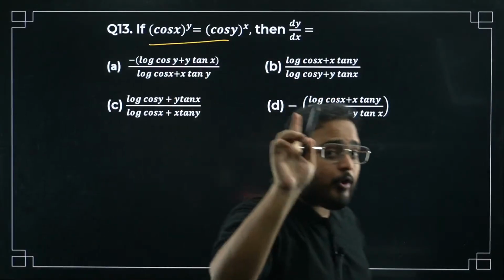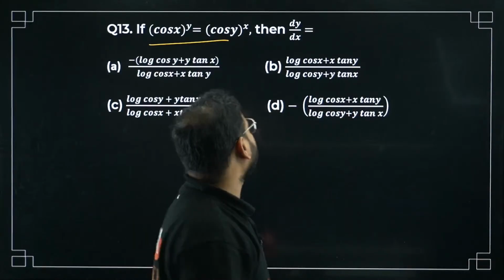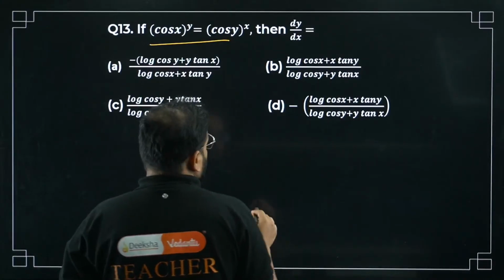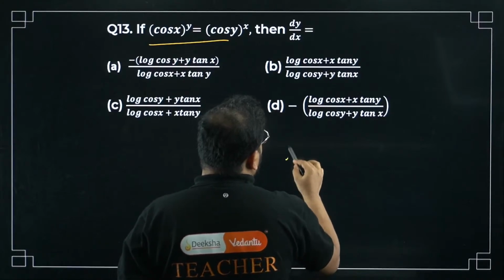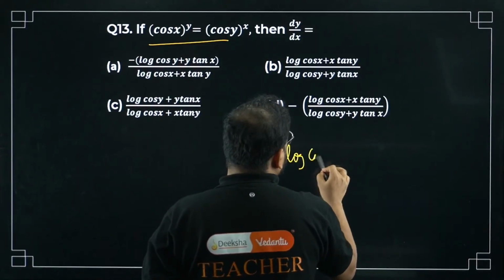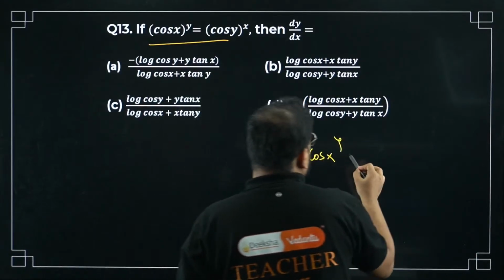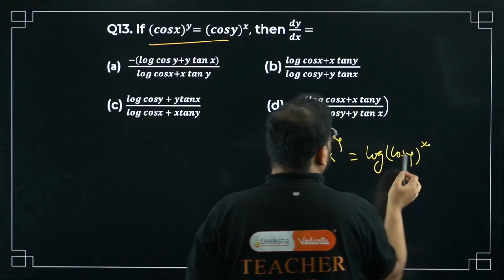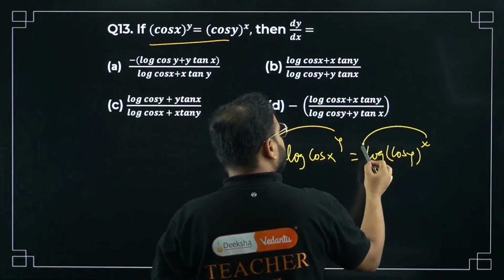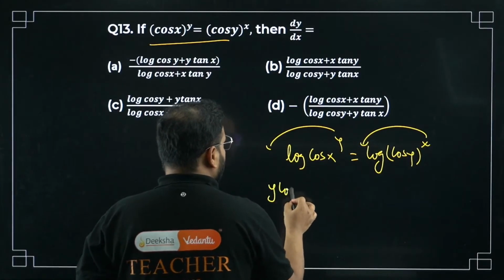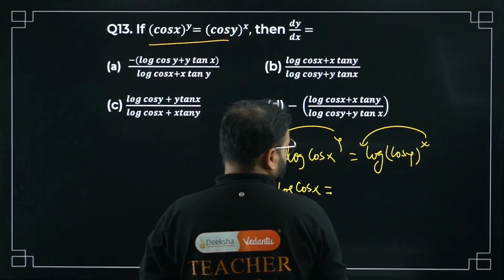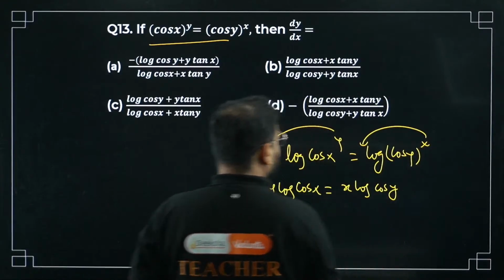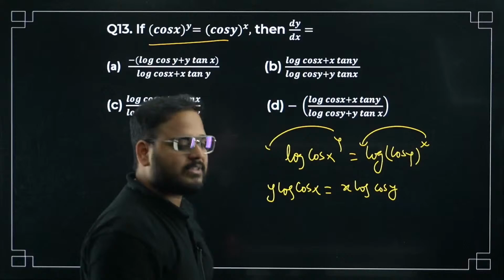Whenever you see power, I've taught you this, or product, apply logs. This is again your differentiability, differentiation. What are you gonna do? Think about it. You're gonna take log cos x to the power y equals log cos y to the power x. So the power will come in front over here. You'll get y log cos x equals x log cos y. Here again you'll have to apply product rule on both sides.